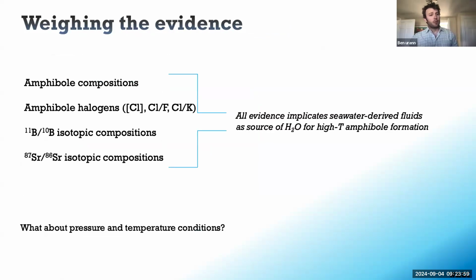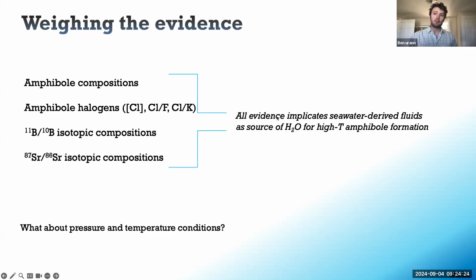And so if you take the amphibole compositions, the halogen abundances and ratios, the boron isotopic compositions, and the strontium isotopic compositions, all of these taken together point to a seawater-derived influence as the source of the high-temperature pargasitic amphibole that we see in these peridotite mylonites. And so how are we going to constrain pressure and temperature? That's the next natural question that we want to try to answer.